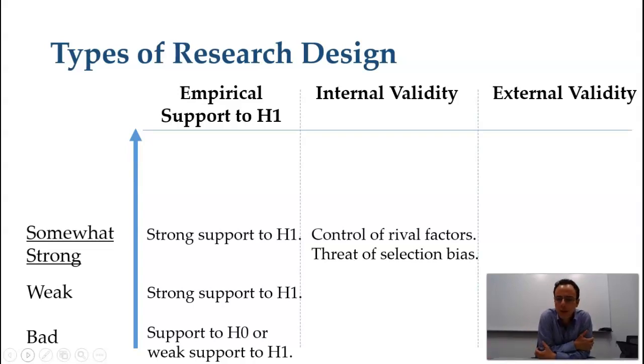Research design is somewhat strong when you are able to provide support to the hypothesis and when you control for rival factors. But it's somewhat strong and not strong because the threat of selection bias is still present. This is very frequent in good observational studies. You control as much as you can, and you are careful to show evidence that even if you control for different variables, your results still hold.